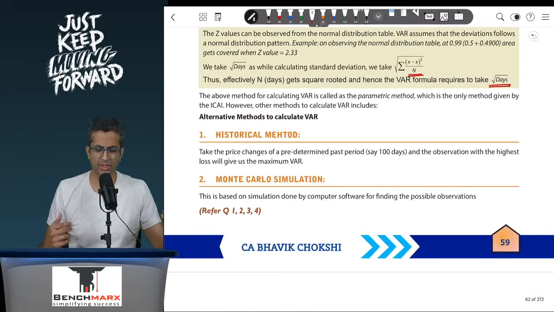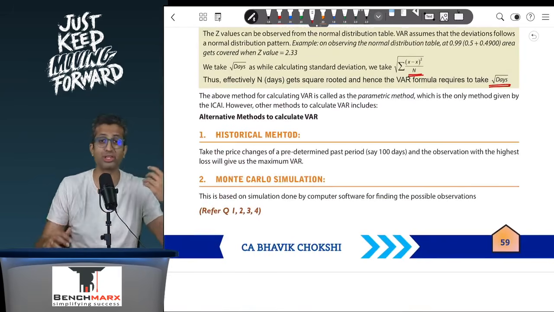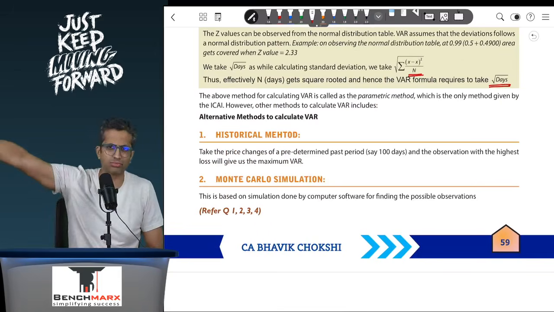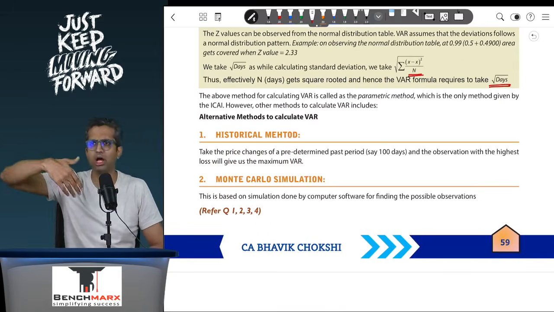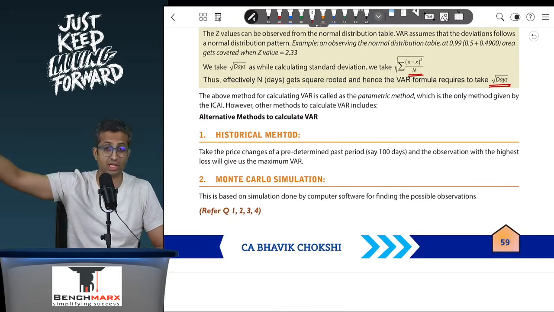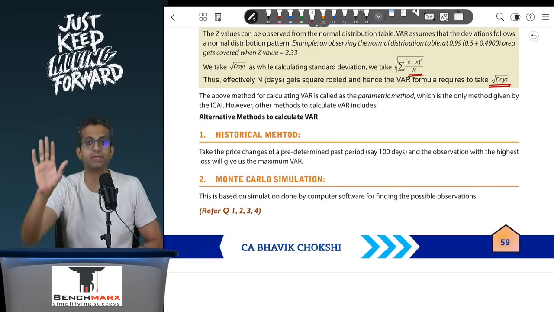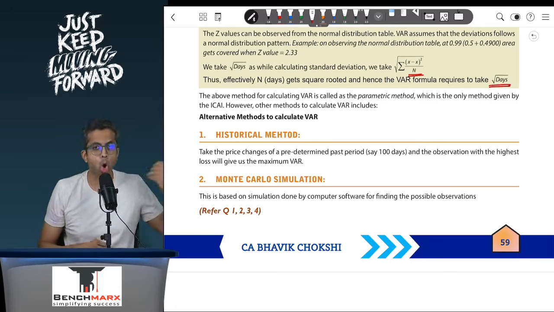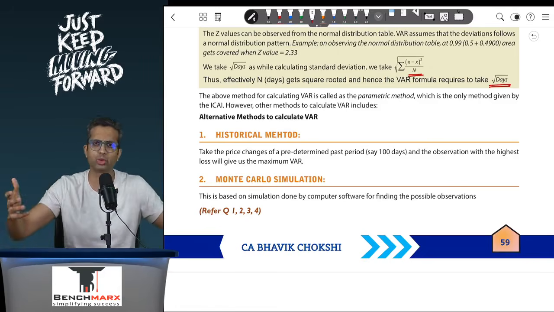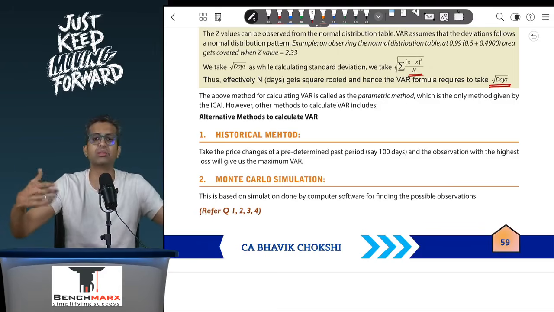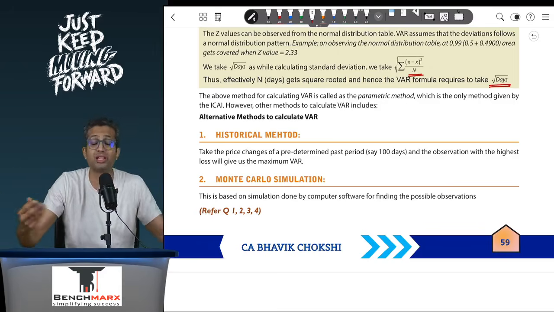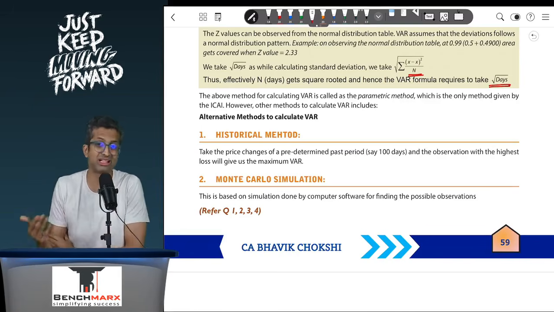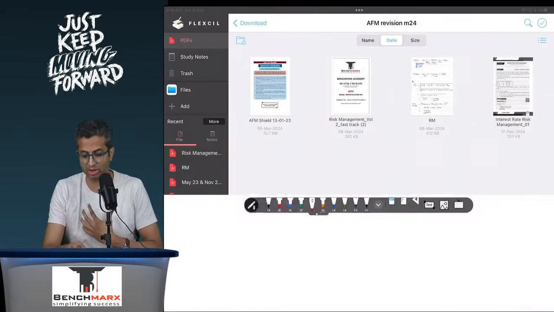There are a couple of other methods like the historic method or a Monte Carlo simulation. I would not really read too much into that. The historical method would just look at the number of days. For example, you will take the last 100 days and find the highest deviation, and that is the maximum value at risk. In a Monte Carlo simulation, you feed the data into the computer and run various loops to find the maximum deviation possible. But the institute has not discussed these. They have discussed the statistical or the parametric method.